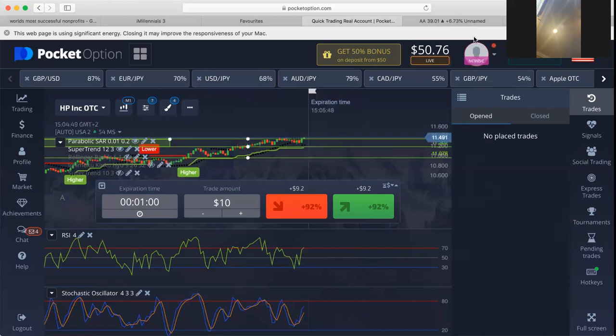Give me a second. So that means should we get in or what? Not really. I can't get a full analysis on this. I like doing it better on my TradingView.